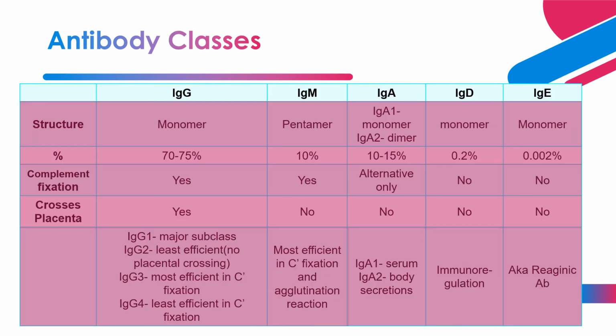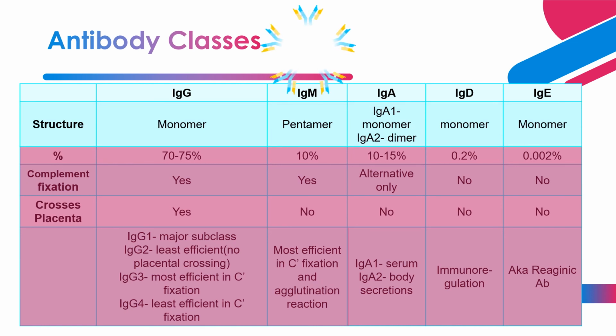There are 5 different classes of antibodies. We have IgG, IgM, IgA, IgD, and IgE. For the structure, only the IgM is found to be a pentamer. Pentamer because it has the 5 basic structural units in a circular arrangement. IgA may also be found as a dimer, while the rest are found as monomers.